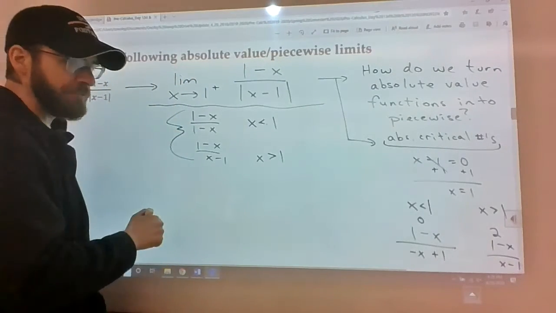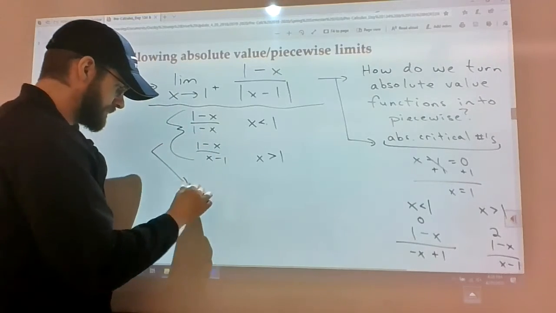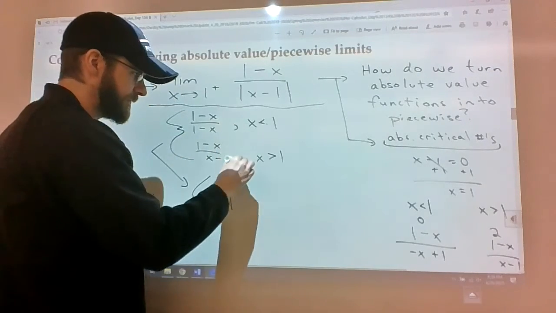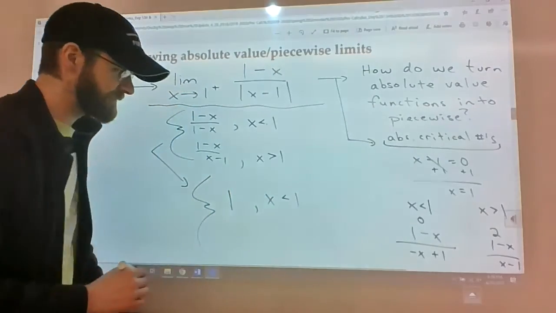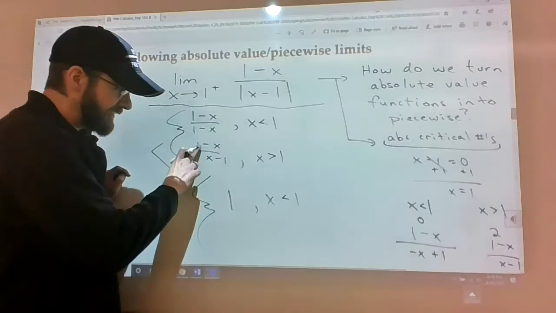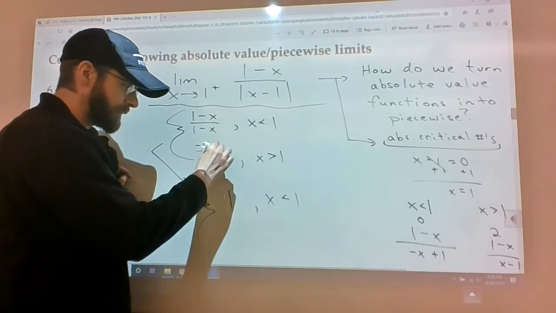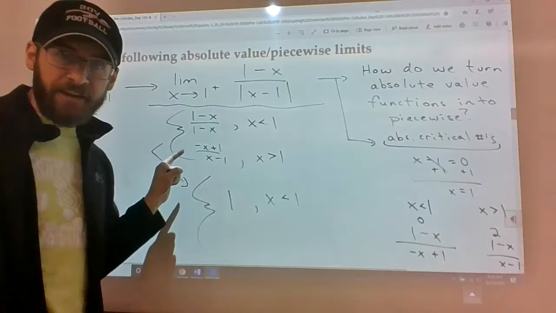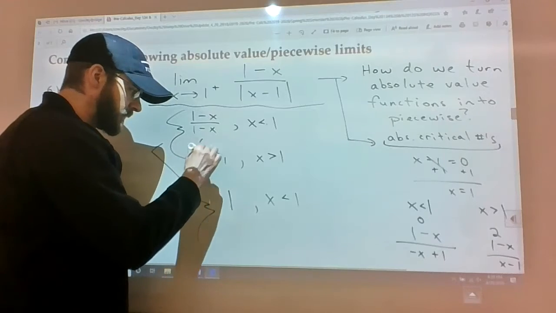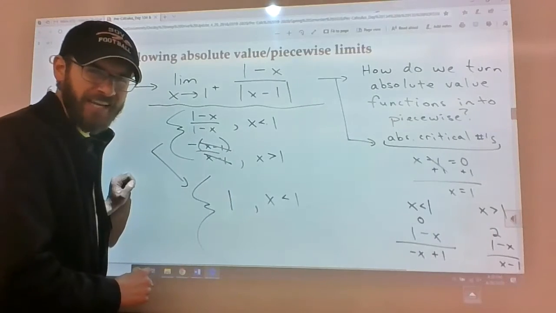All right, these can simplify. Anything divided by itself is 1. So it equals 1 from the left of 1. That's kind of weird. And then I don't know if you noticed this, but this is technically -x plus 1. Which, if I took a negative out of the top, would be -x minus 1. The bottom's -1.